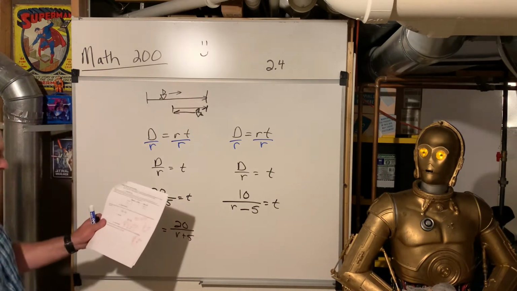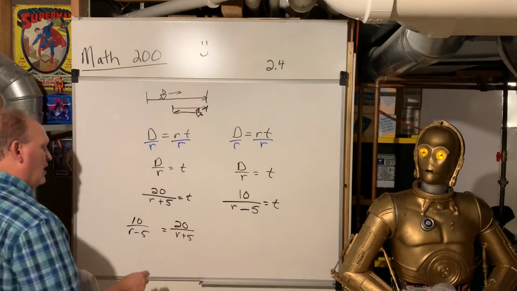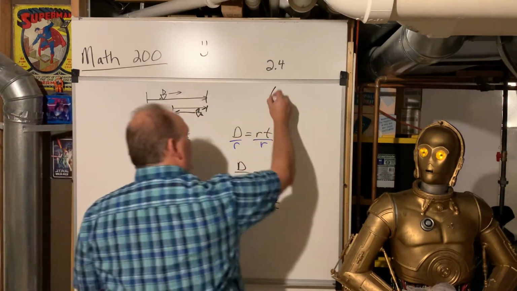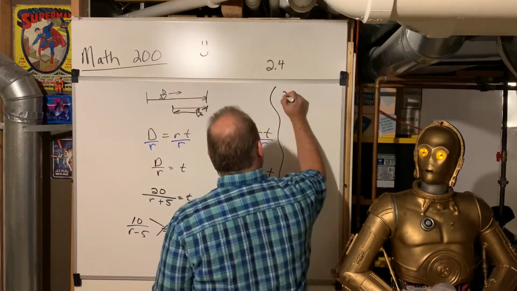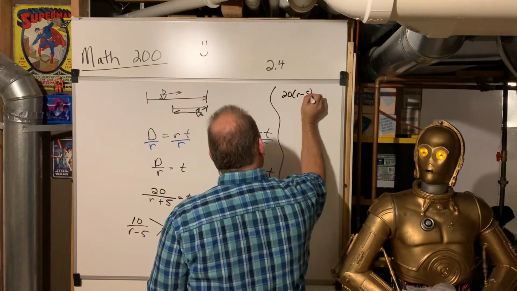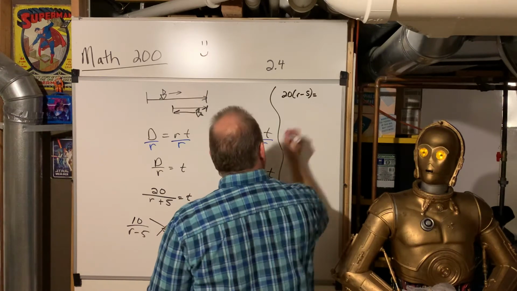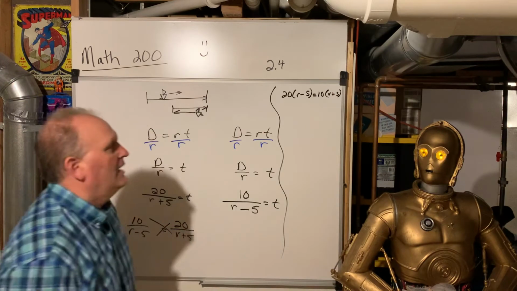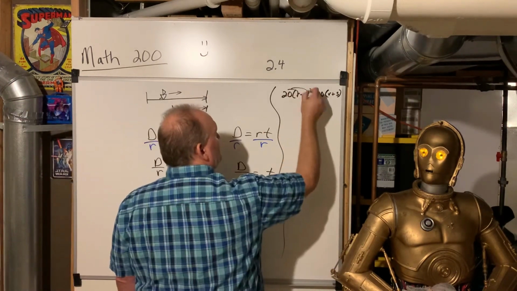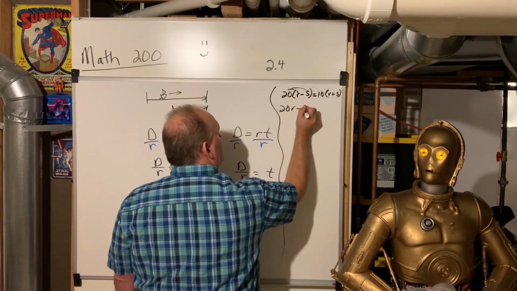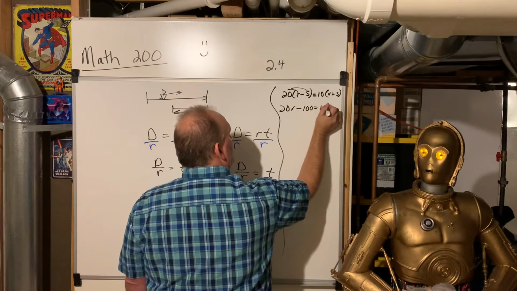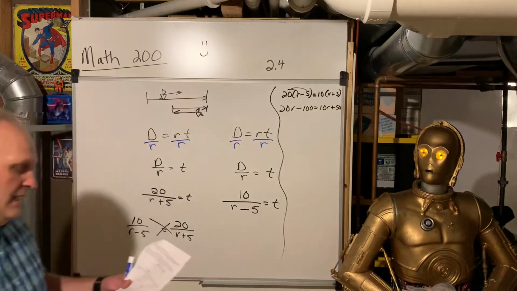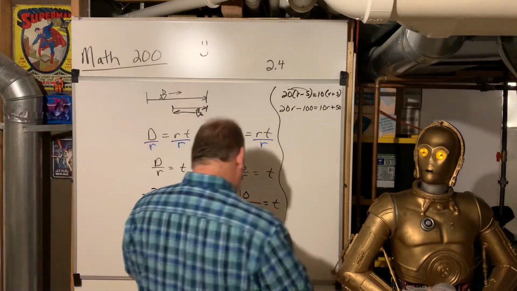All right, and they have that in the notes set up. So we are going to cross multiply and solve. So I'll do that up here. So that's going to be 20 times r minus 5 equals 10 times r plus 5. All right, and now we do the distributive property. 20r minus 100 equals 10r plus 50. And now we want to get all of them over to one side.